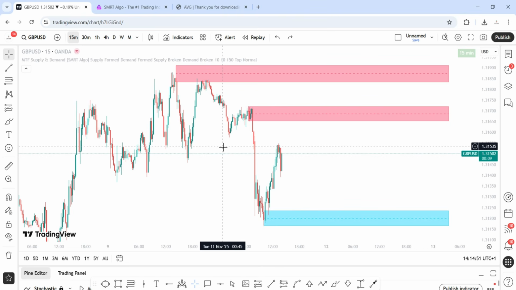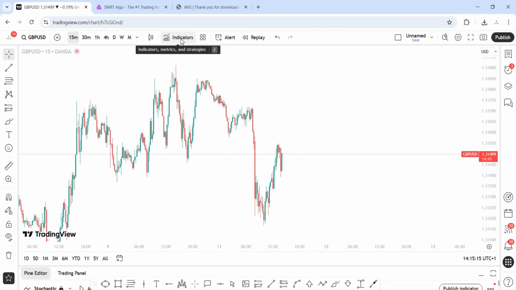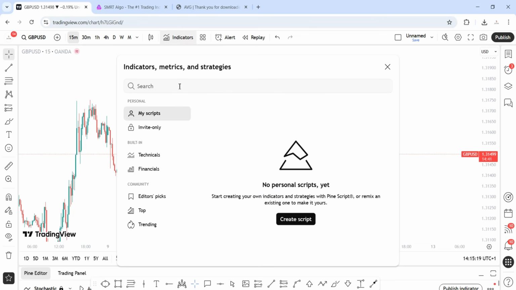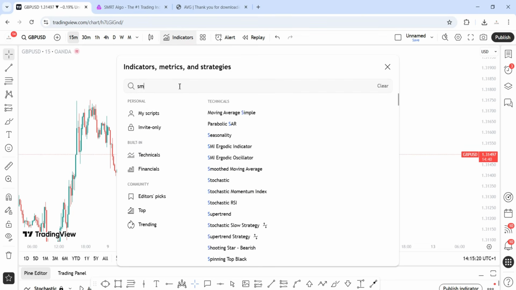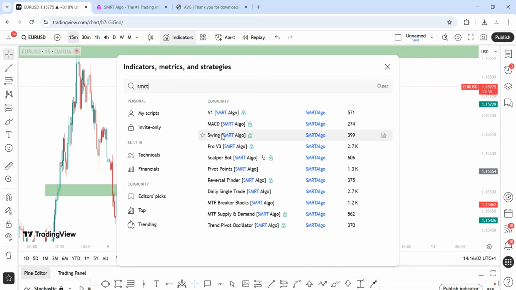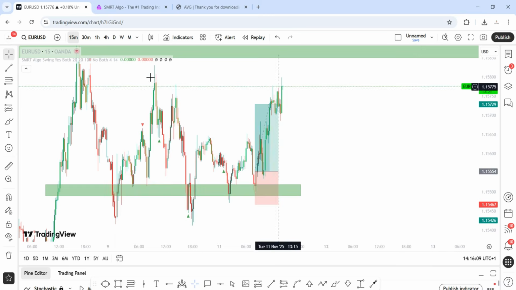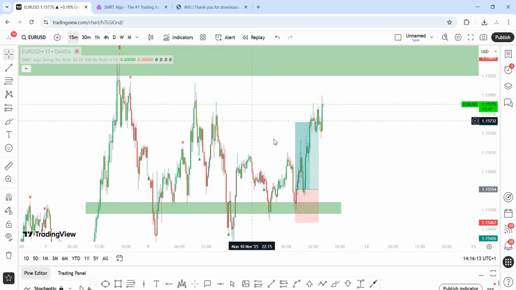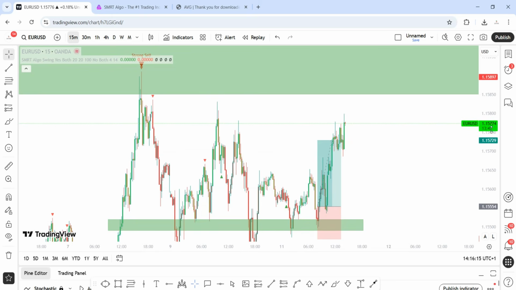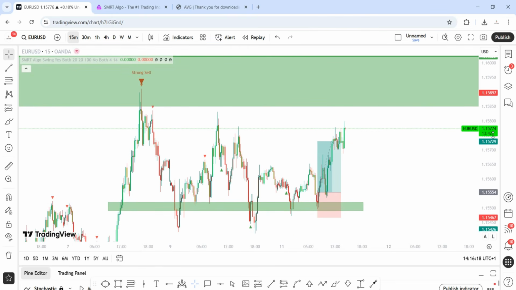All right, so let's go on to the next indicator I want to show you before I tell you how to take advantage of these fantastic indicators. So this indicator is Smart Algo Swing. So come to indicators, click on indicators, type SMRT, then select Smart Algo Swing. This is the swing here, so I'll click on that. Once you click on it, it's going to be added to your chart. All right, now this indicator, what does it do? It shows you an area of strong buy or strong sell.